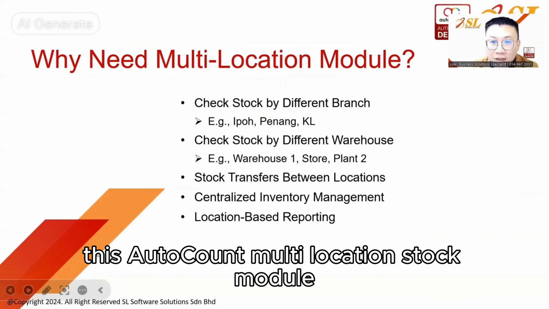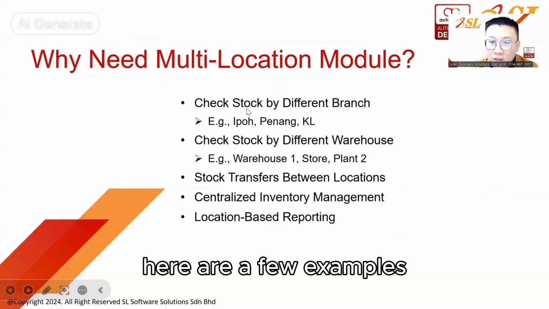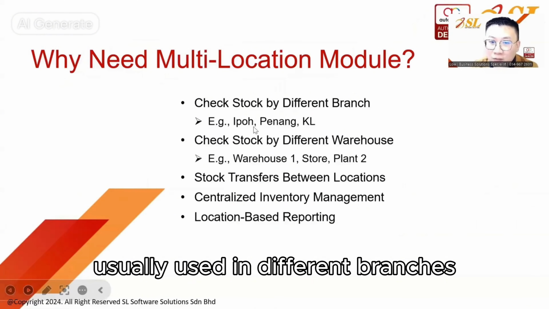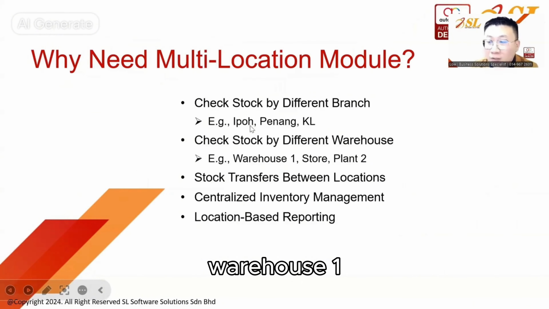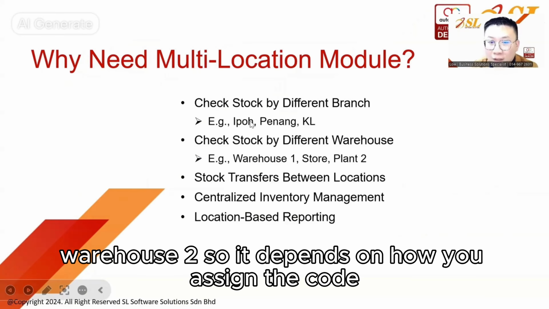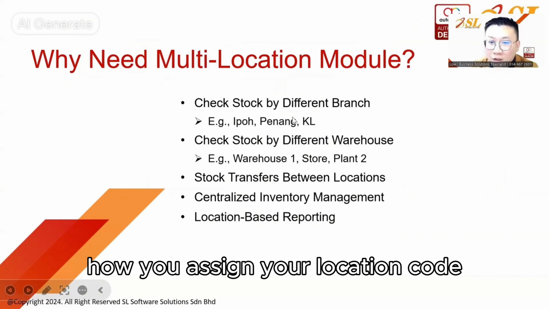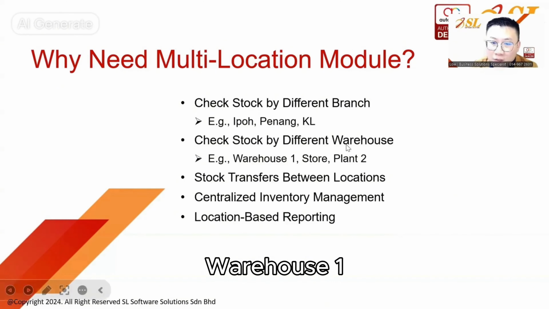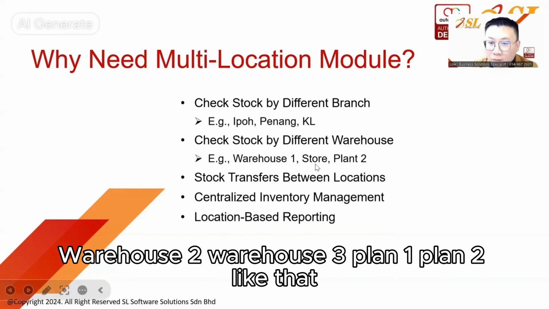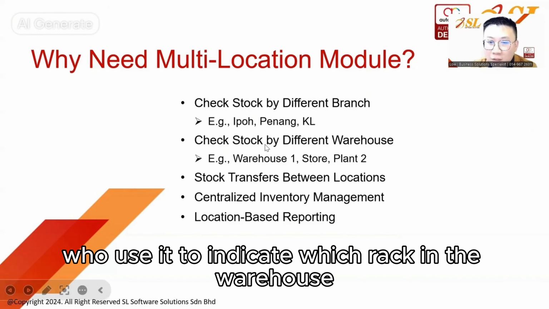This AutoCount Multi-Location Stock Module is usually used in different branches. It can also be IPO branches, warehouse 1, warehouse 2. It depends on how you assign your location code, there is no problem. Or warehouse 1, warehouse 2, warehouse 3, plan 1, plan 2, like that. Some customers also use it to indicate which rack in the warehouse. That's also possible, but then you will have many locations.